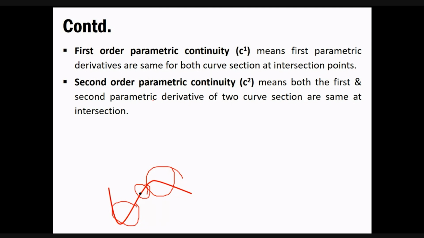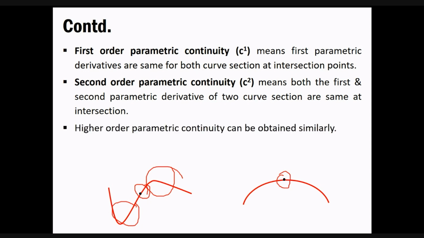What it says is that both the first order and second order derivatives of the first curve section and the second section, where they meet, or you can say at the intersection point, will be the same. That is nothing but C2. So higher order parametric continuity can be obtained similarly. It all depends on the equations.